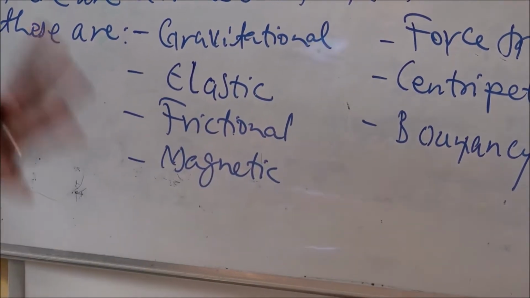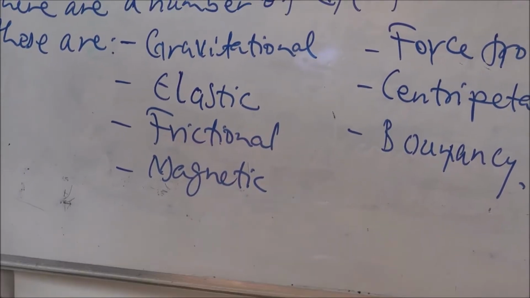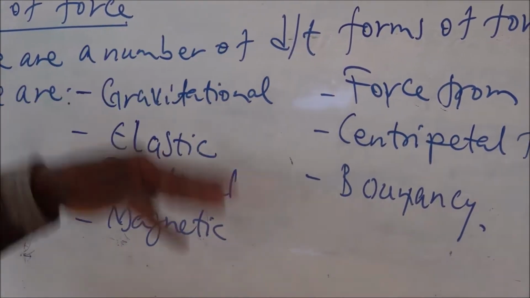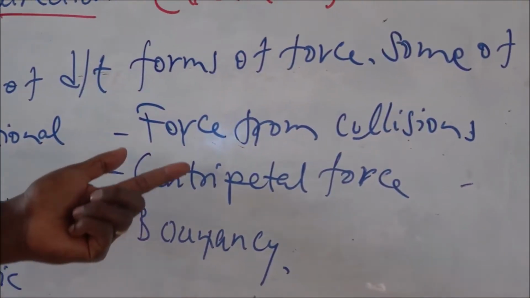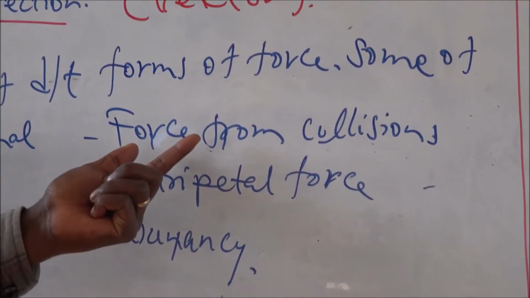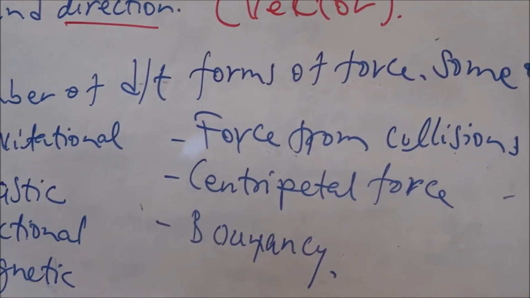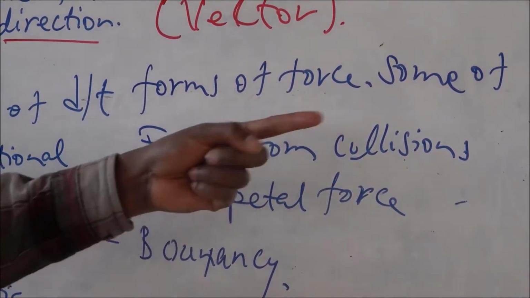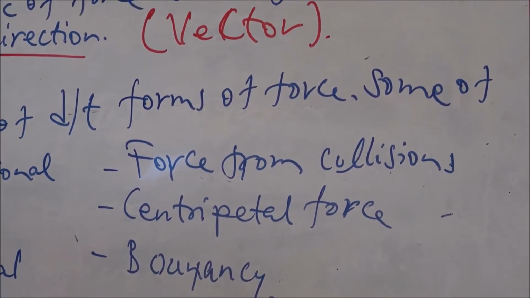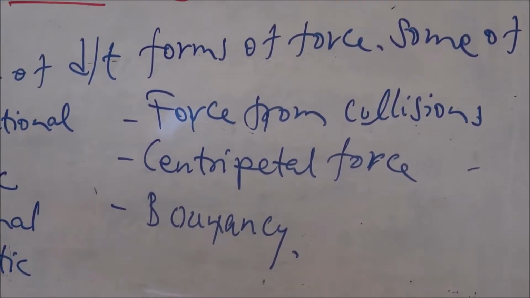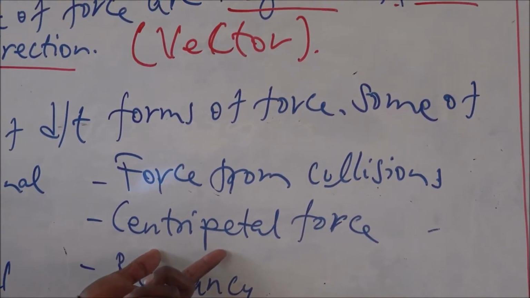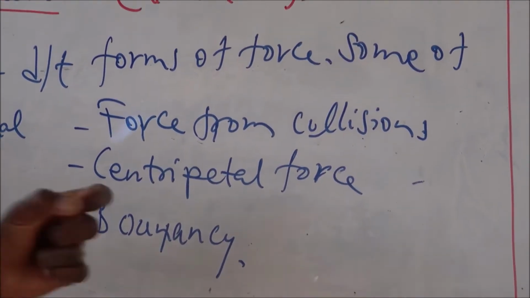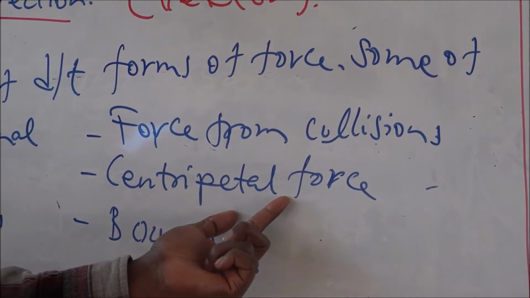Again, magnetic force. You know what a magnet means? A magnet can apply an attractive or repulsive force. So this type of force is one form of force. The other form of force is force from collision. When two bodies collide with each other, the force applied is force from collision. Centripetal force: for example, when a body rotates in a certain orbit, there is a force which attracts that body towards the center, the axis. Such a force is what we call centripetal force.